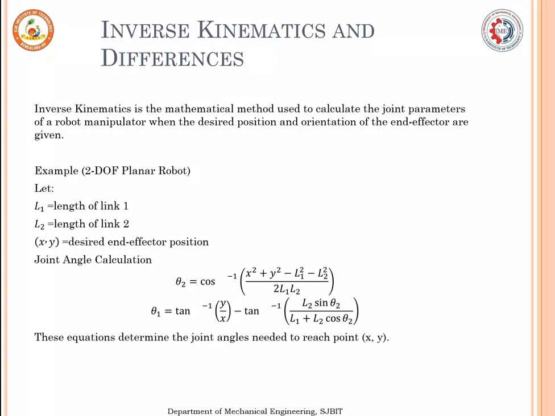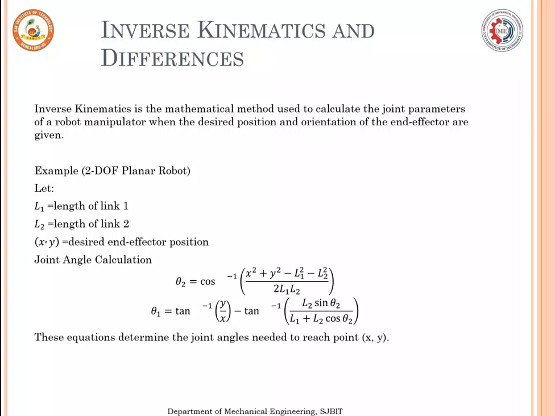So in inverse kinematics, it is the reverse part. First it must reach the object, and according to that, the other kinematics are calculated and formulated. So inverse kinematics is the mathematical method used to calculate the joint parameters of the robot manipulator when the desired position and orientation of the end effector are given.